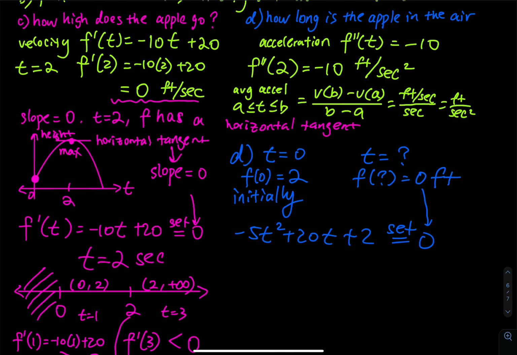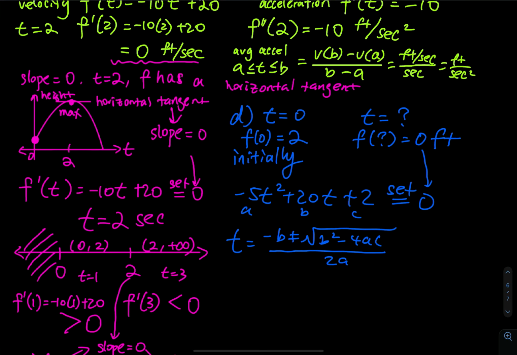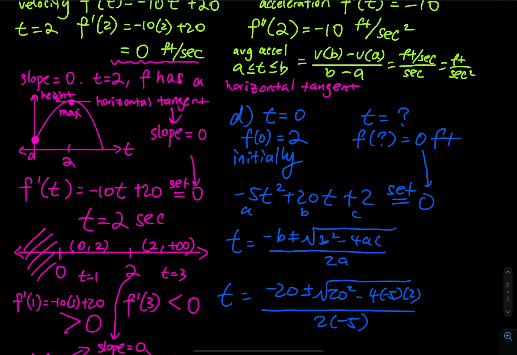And then this one you have to use the quadratic formula. All right, quadratic formula. Do you still remember this? This is a quadratic equation, right? So this is a, and then this is b, and then this is c. The quadratic formula is t equals negative b plus or minus the square root of b squared minus 4ac, divided by 2a. So you have t equals negative 20 plus or minus the square root of 20 squared minus 4 times negative 5 times 2, and then divided by 2 times negative 5.